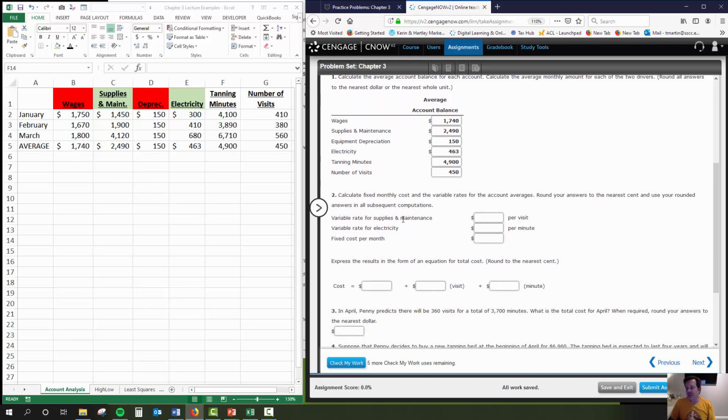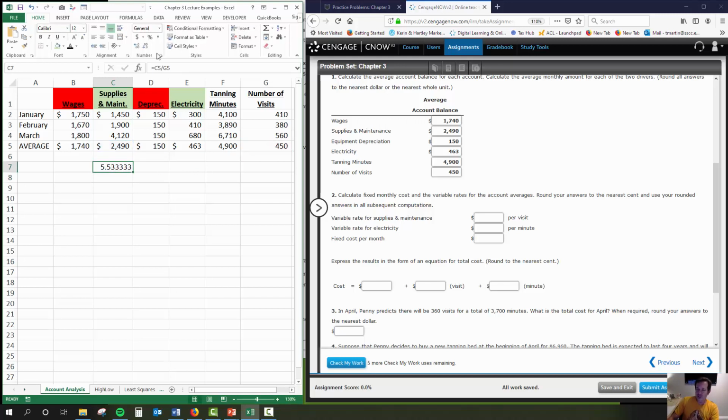Number two, calculate the fixed monthly cost and the variable rates for the account averages. It says round your answers up to the nearest cent. Always make sure you round in the fashion that they tell you to, and use rounded answers in all your subsequent calculations. So, real easy here. We've got these averages that are going on. They want a per visit and per minute amount. Well, we'll go ahead and give it to them. I'm just going to take that $24.90 right there for supplies and maintenance and get a variable rate by taking that amount and dividing it by the number of visits. Equal $24.90 divided by 450.